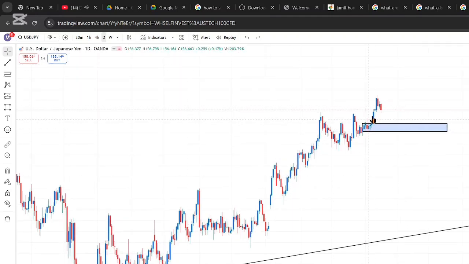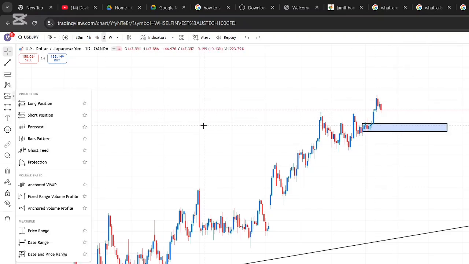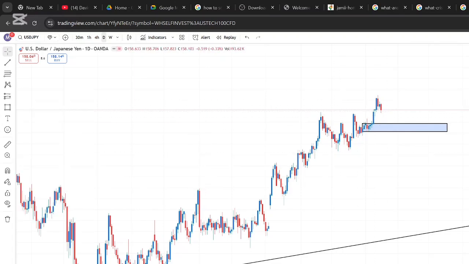Here we have USD JPY, where we are expecting a test over these zones on the daily time frame, then bullish momentum, though we might also expect an earlier test for buy entries around this area. So that is it for USD JPY.